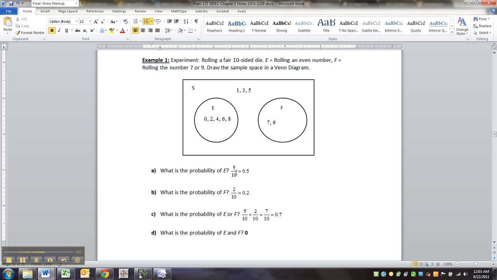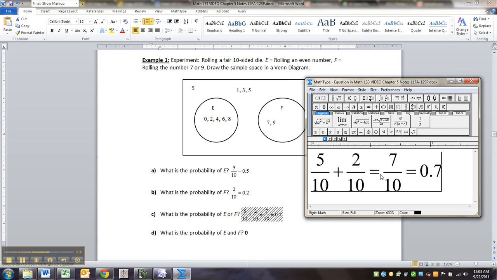And then it said, what is the probability of E? The probability of E is 5 out of 10, because there's 5 options here out of the 10 total. What's the probability of F? Well, that's 2 out of 10, because there's 2 over here on the F side out of 10 total. What's the probability of E or F? Well, there's 7 of them. There's 5 in the left circle, 2 in the right circle. Together, that makes 7, or 0.7.